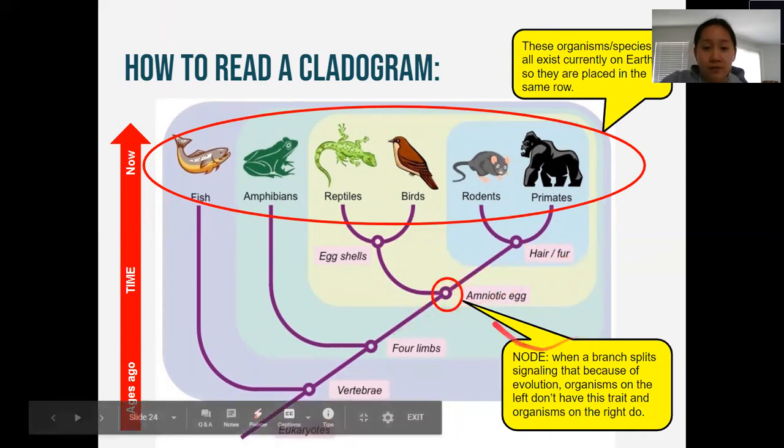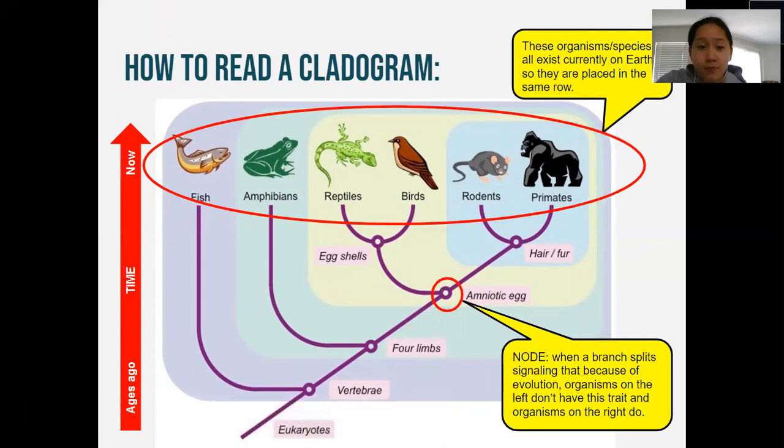So for example, here we have an amniotic egg, which means that the egg has fluid around it that protects the baby. And we know that amphibians and fish don't, but reptiles, birds, rodents, and primates all do have the liquid that helps protect the baby and cushion it when it's in the womb or developing in the egg.